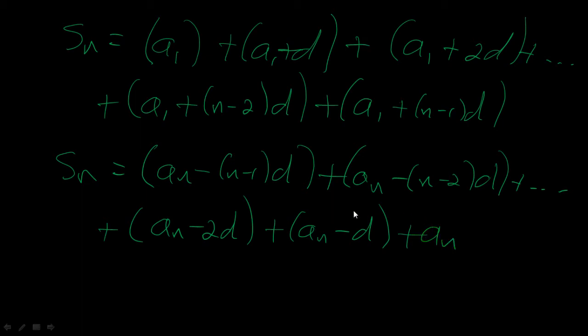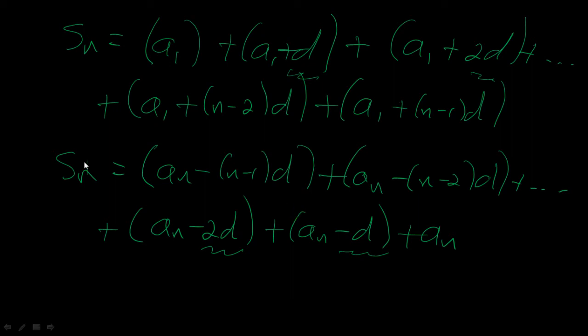Now what we do now is we add these two equations together. But if we have a look at these equations, we see that in the second term of the first equation we have A1 plus D. In the second last term of the second equation, we have AN minus D. So if we add these two equations together, the D's will cancel. This D will cancel with this D. This 2D will cancel with this 2D. So we can say that all terms involving D will cancel.